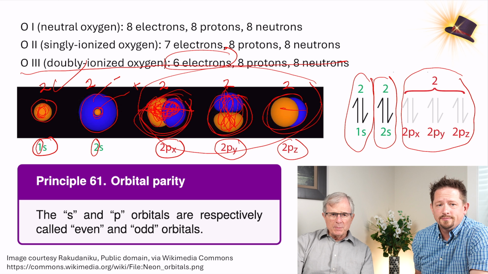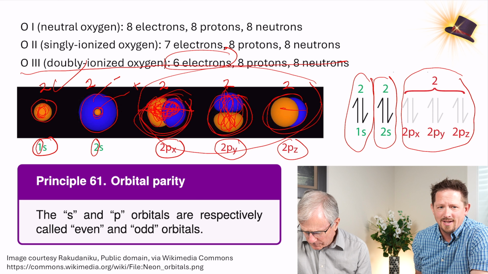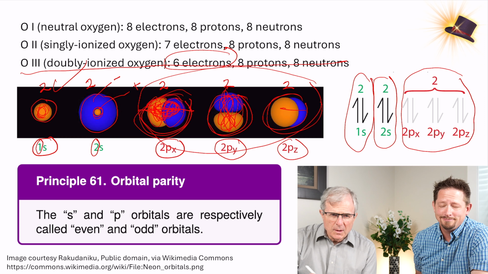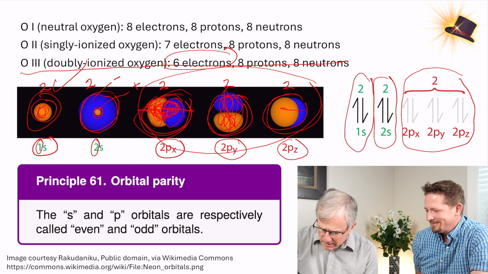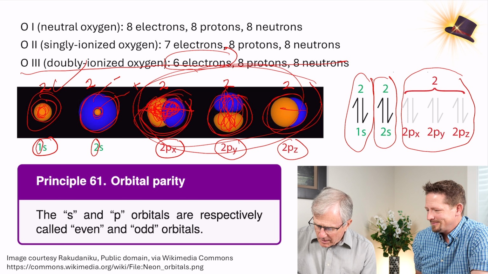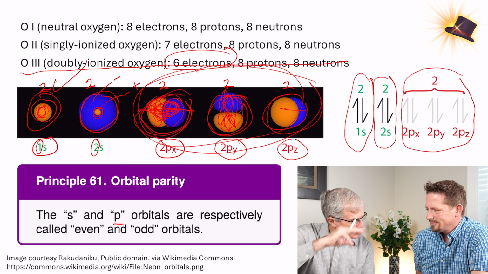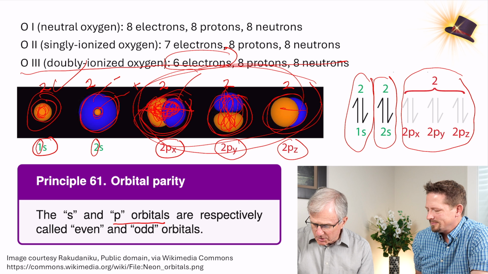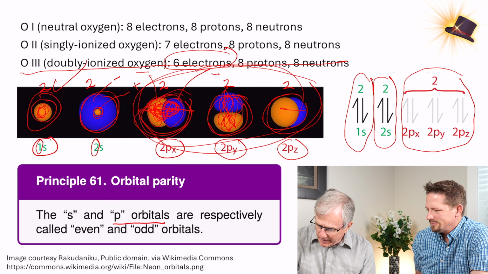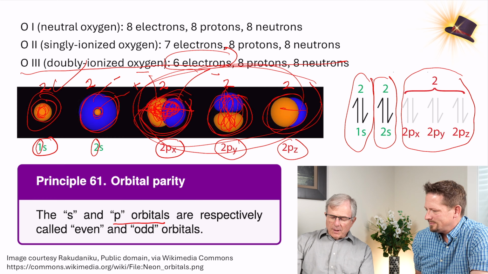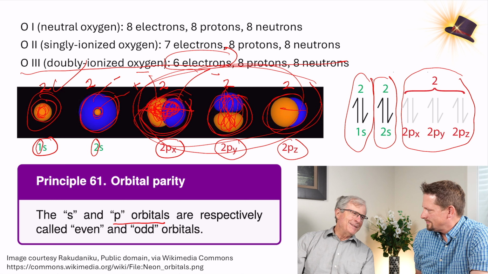Okay. So principle 61, that's orbital parity. And just so you know, the s and p orbitals are respectively called even and odd orbitals. So what does that mean? Here's the s and here's the p. The s are spherically symmetric. So that's another way of thinking about even. And thinking about spherically symmetric, it can be anywhere inside this sphere. But the p orbitals are odd, meaning the wave function is negative on this side and positive on this side. And this comes into play in an important way in trying to identify these emission lines.